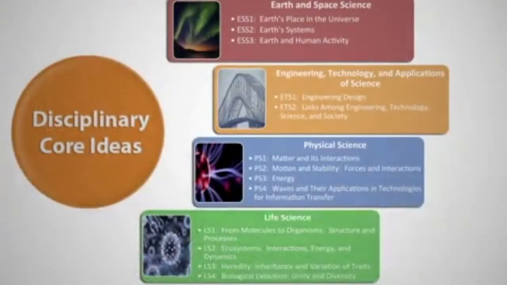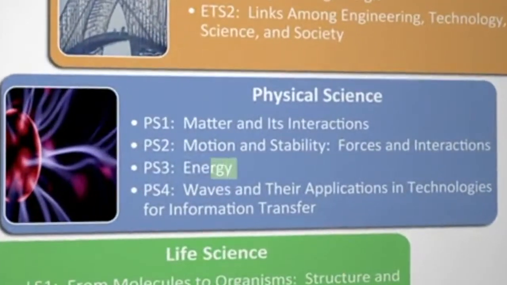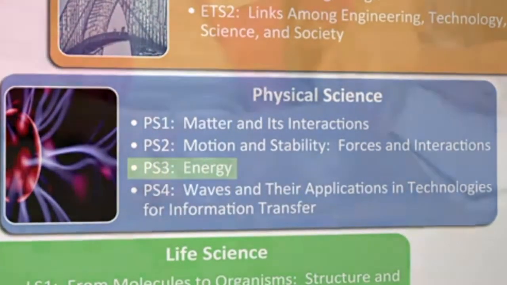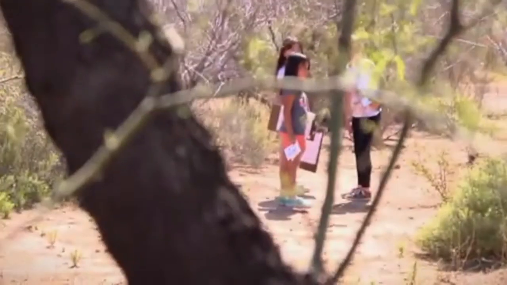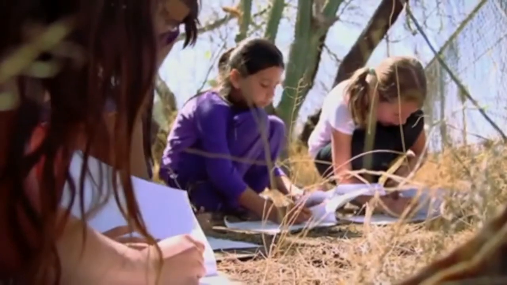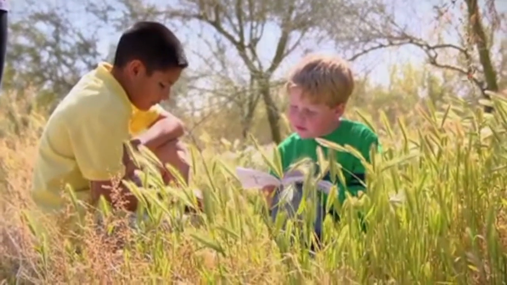Disciplinary core ideas can be applied to multiple phenomena. There's one that talks about how energy is involved when matter changes. Well, that is true for when an ice cube melts. It's true when sunlight is used as the energy source for photosynthesis in a leaf.